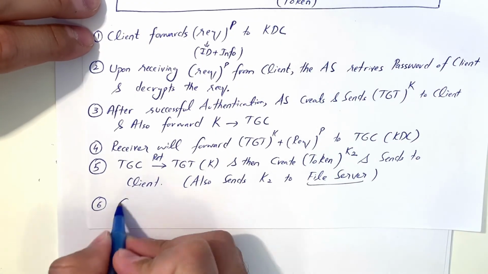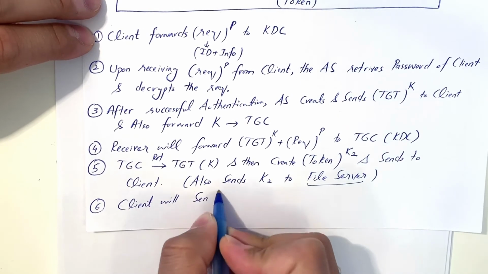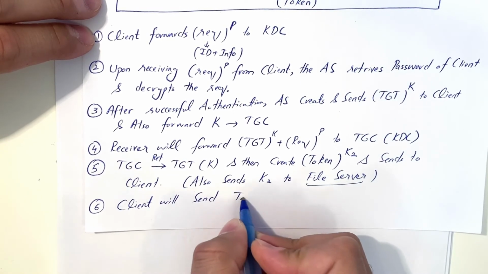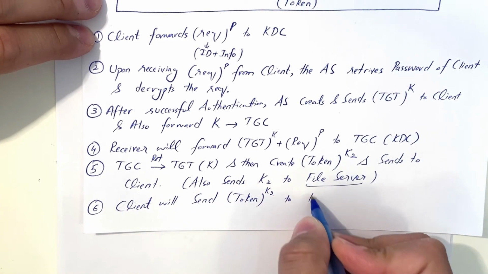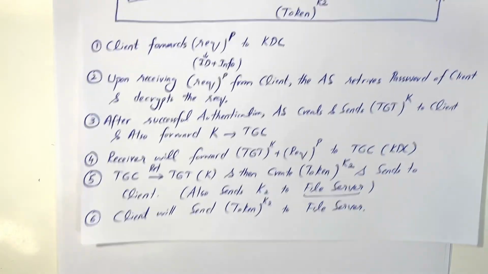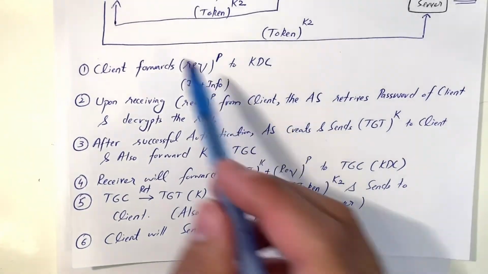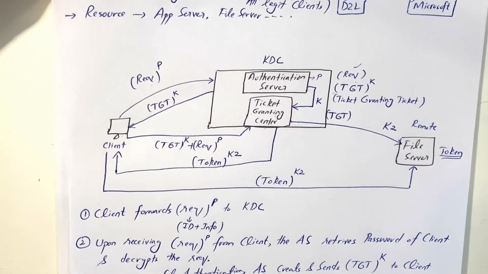Six, the client will send this token, which is fully encrypted with K2, to the file server, and then the file server will authenticate the user and let it use all this. So these are basically the steps that we have discussed here in Kerberos, in fact.